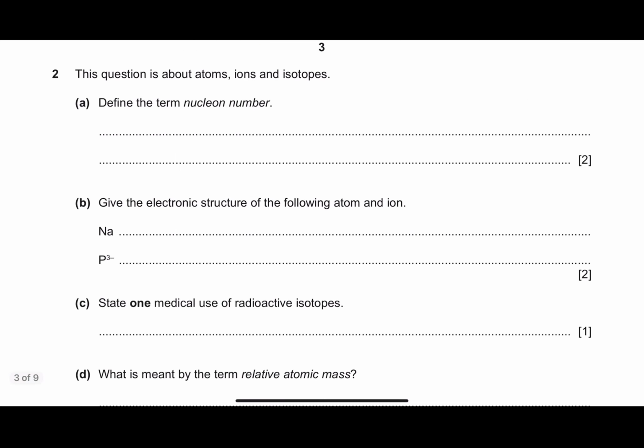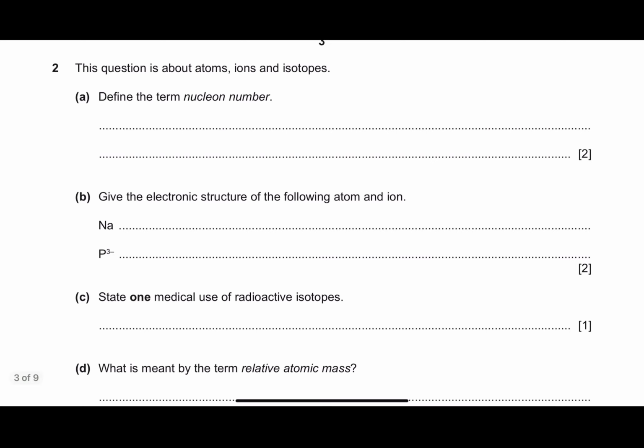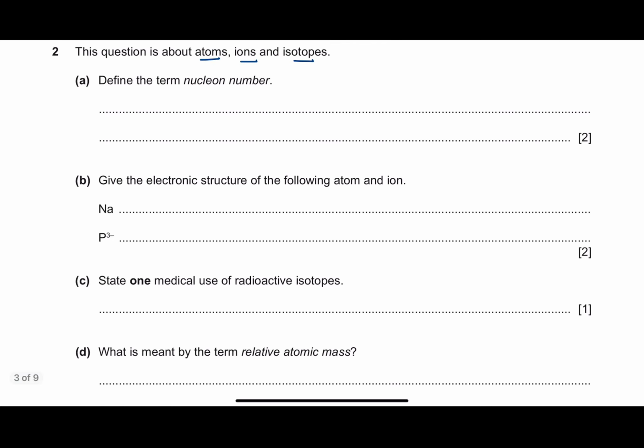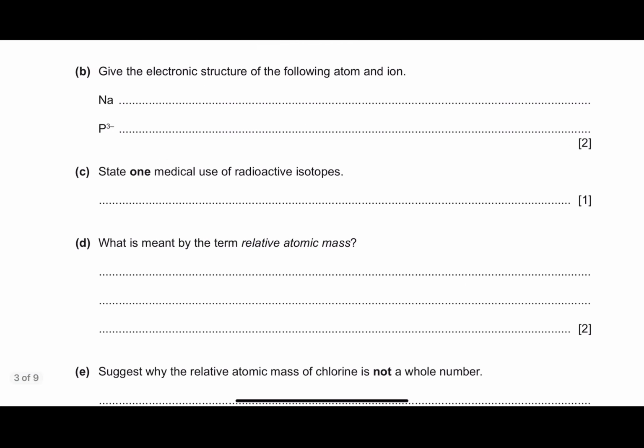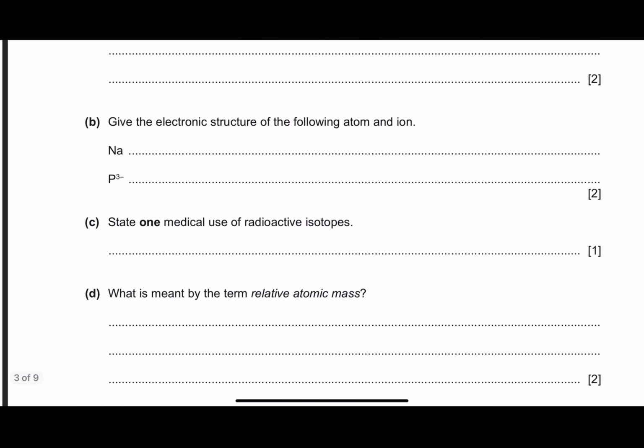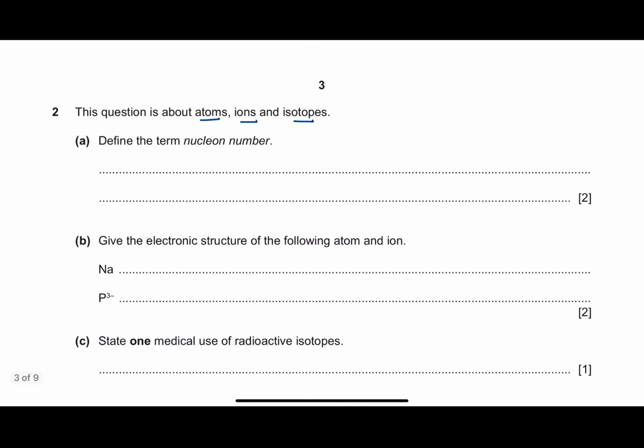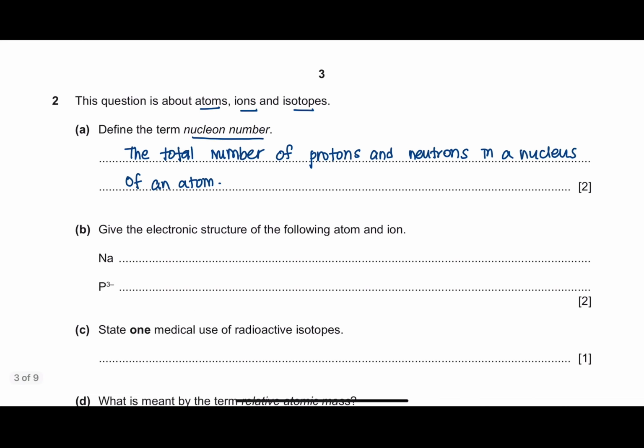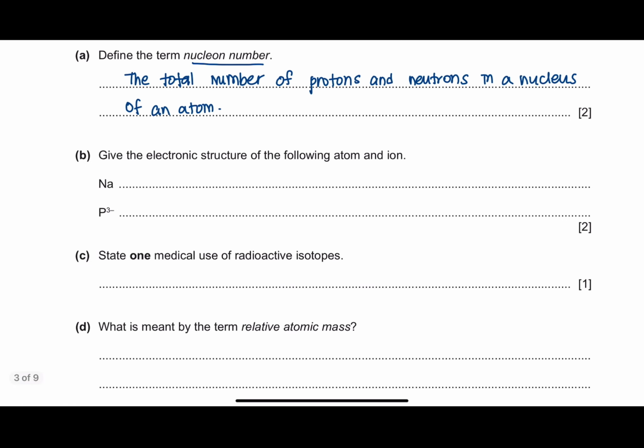This is a question from October-November 2016. Question 2. This question is about atoms, ions, and isotopes. So after doing a few questions, I think you are already familiar with how to answer these types of questions. Question A is asking you to define the nucleon number. Just get the definition from the notes given over here. Nucleon number is the total number of protons and neutrons in a nucleus of an atom.